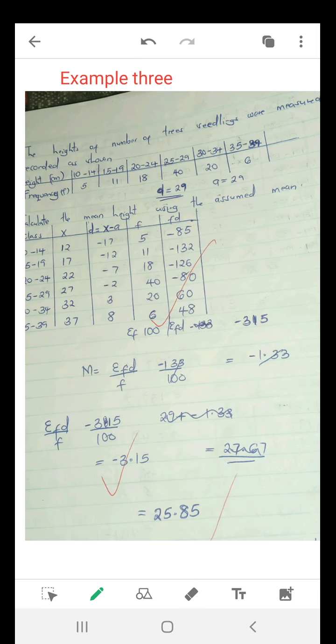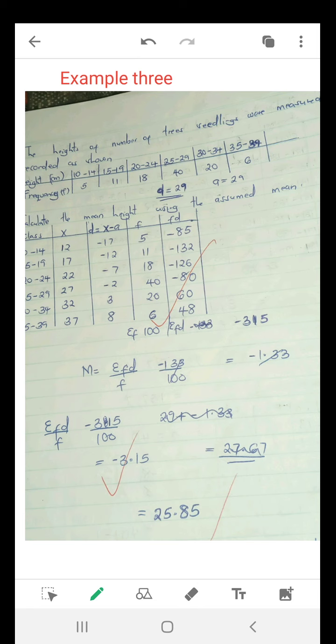Then 25 plus 29, I get 54, divided by 2 is 27. Then 30 plus 34, I will get 64. 64 divided by 2, it's 32. So I get 32 as my value of x. Then 35 plus 39, we get 74. 74 divided by 2, you get 37. So 37 is my midpoint.